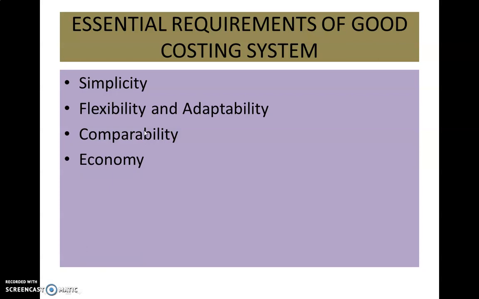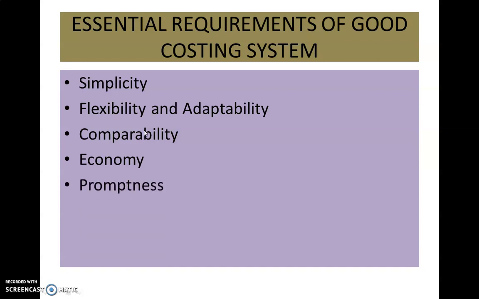Fourth one, it should be economical. The cost accounting should be maintained with minimum cost. The cost of operating the department should be comparatively less than the benefits arising out of it. In other words, it should justify the cost of operation through resultant benefits. So, the system should be operated with least cost.